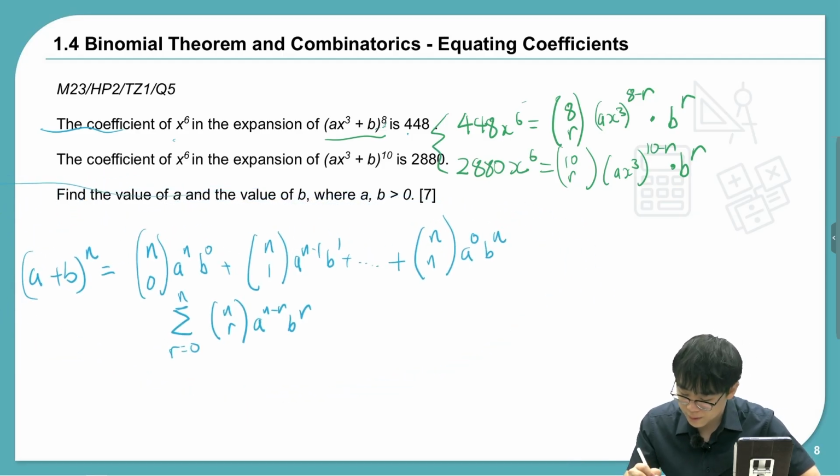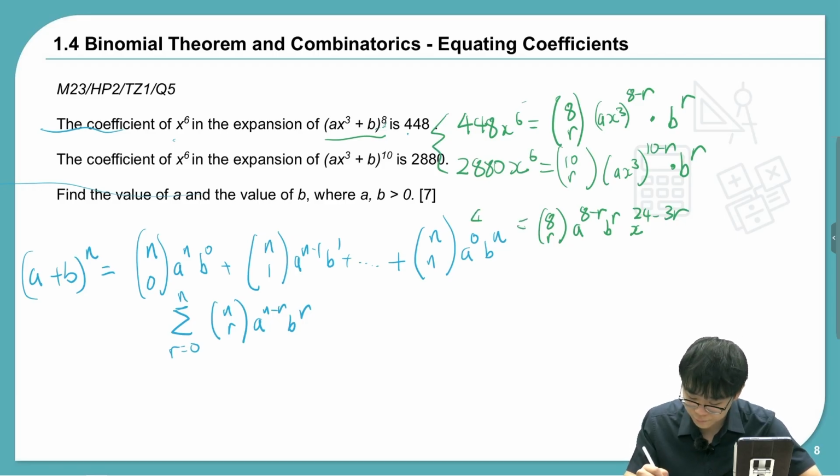So if we end up doing that, we get 8 choose r times... Okay, so actually we can just work this out in our head first. Or actually, let me just write it down. So we have a to the power of 8 minus r, b to the power of r, and then we get x to the power of 24 minus 3r. That's going to equal 448 x to the power of 6.